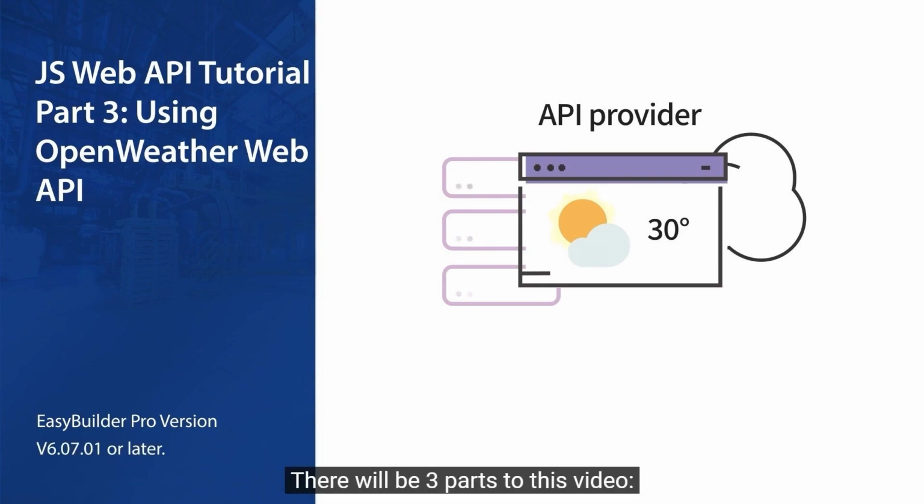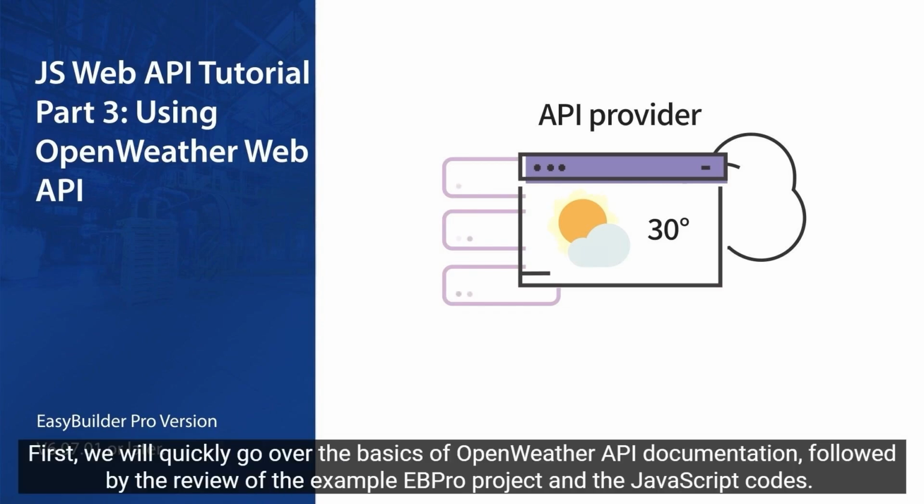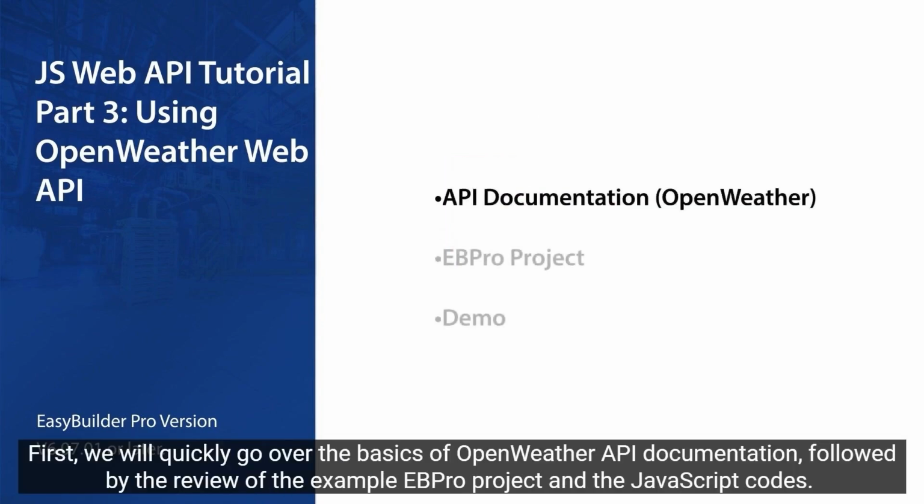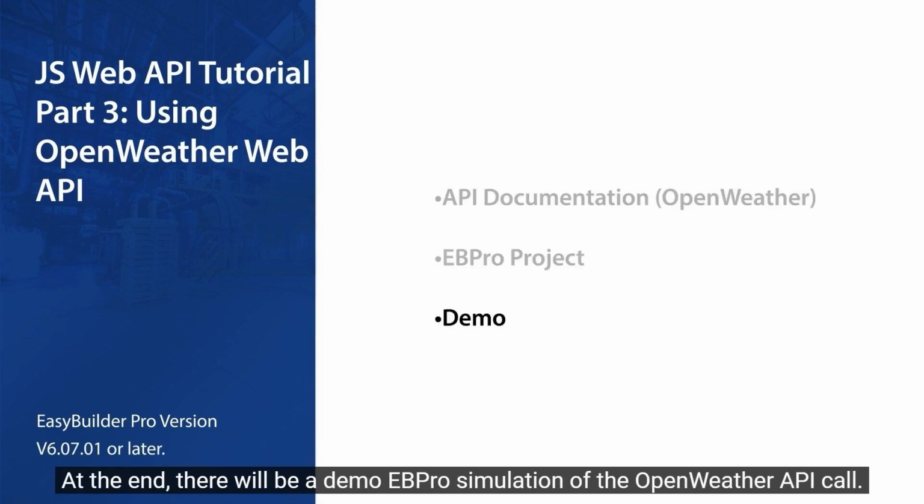There will be 3 parts to this video. First, we will quickly go over the basics of OpenWeather API documentation, followed by the review of the example EB Pro project and the JavaScript codes. At the end, there will be a demo EB Pro simulation of the OpenWeather API call.